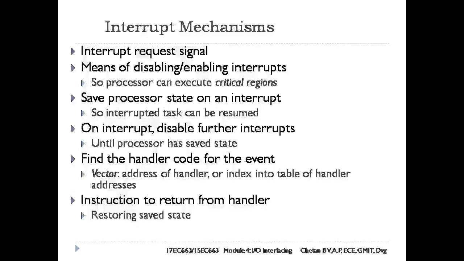Save processor state on an interrupt, so the interrupted task can be resumed. On interrupt, disable further interrupts until the processor has saved state. Find the handler code for the event: the vector address of the handler, or an index into a table of handler addresses. Use an instruction to return from the handler, restoring saved state.